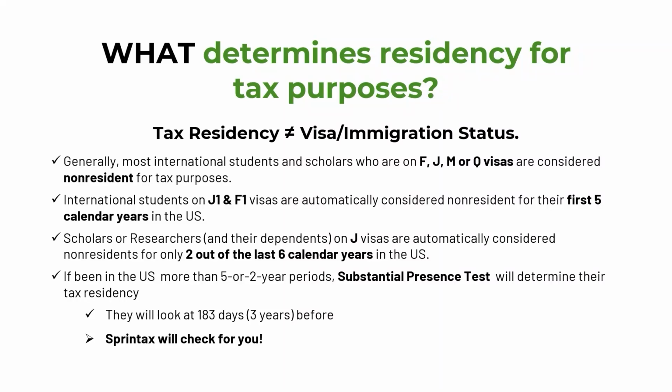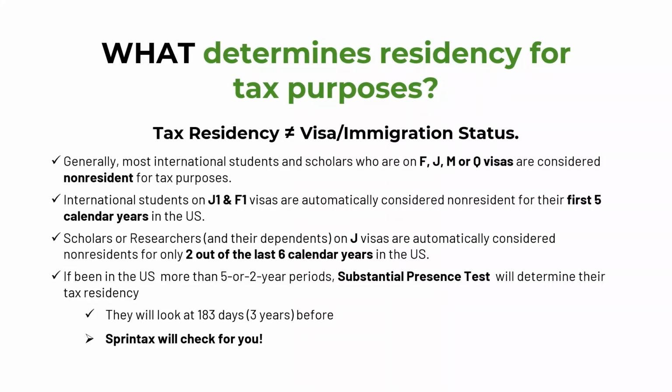spent in the U.S. Generally, most international students and scholars who are on F, J, M or Q visas are considered non-residents for tax purposes. But the IRS has a rule for international students on J1 or F1 visas. They are automatically considered non-residents for the first 5 calendar years they spend in the U.S. After that 5-year period, the IRS will look at your substantial presence test.